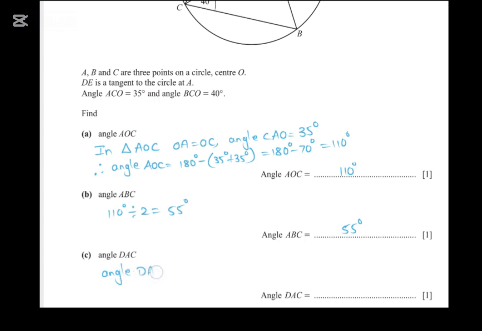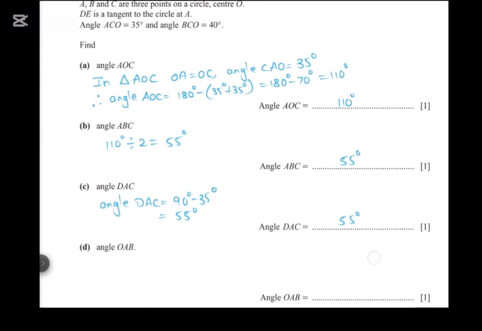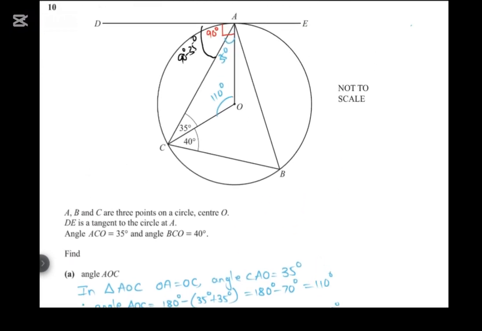Angle DAC is equal to 90 minus 35, which is 55 again. So 55 degrees. Question C is done. Question D now. Angle OAB. Where is angle OAB? This one.